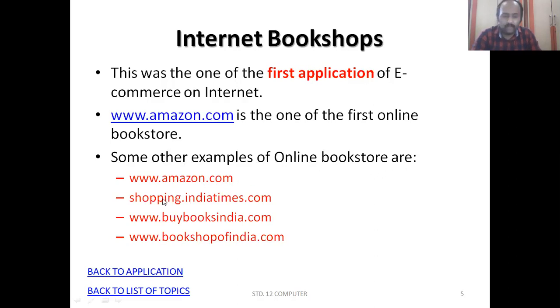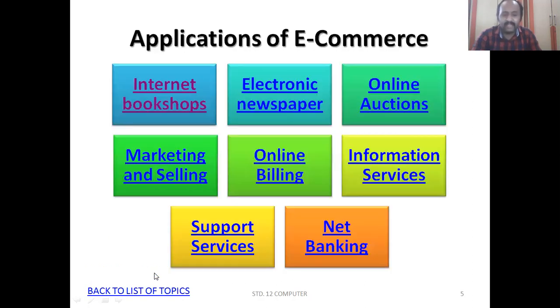So Amazon.com, shopping.indiatimes.com, buybookindia.com, and www.bookshopofIndia.com, right? So these are the other examples of the online bookstores. So next point, the next application, electronic newspaper.